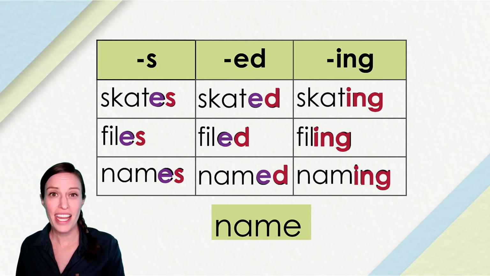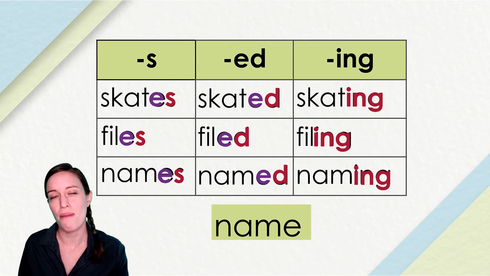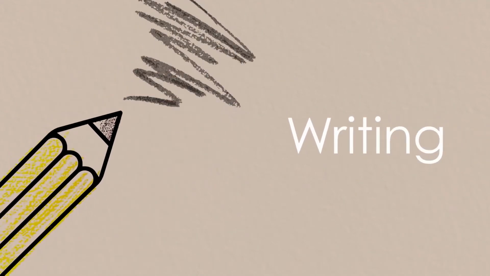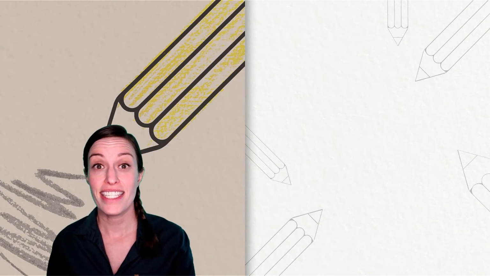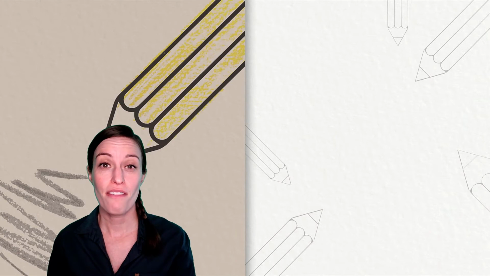Great work looking at those words carefully as we think about the suffixes. Writing. Now it's time to do some interactive writing as you write a whole sentence. Grab your paper and your pencil. Our sentence today is, Dave is hiking 5 miles. Say it with me this time. Dave is hiking 5 miles.